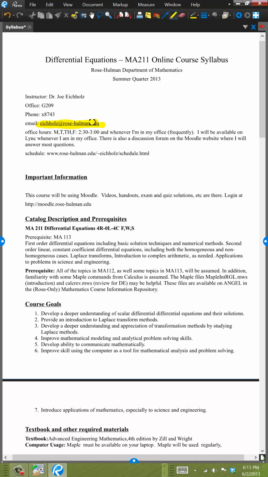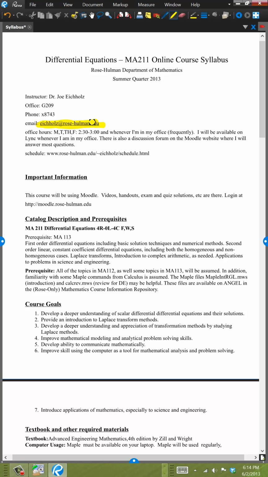Let's see, office hours. Office hours are a little weird with an online class. Technically speaking, they're Monday, Tuesday, Thursday, Friday, 2:30 to 3 o'clock. But really, just whenever I'm in my office, I'll be available on Link. Everyone should have Link on their laptop. And really, by appointment, you can email me, and we'll set up a time to get on Link, and we'll talk.